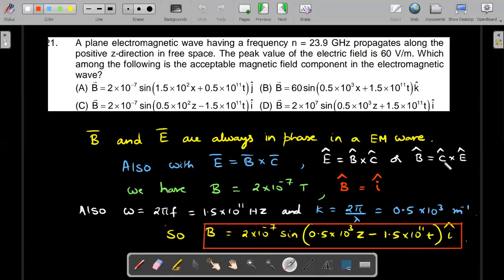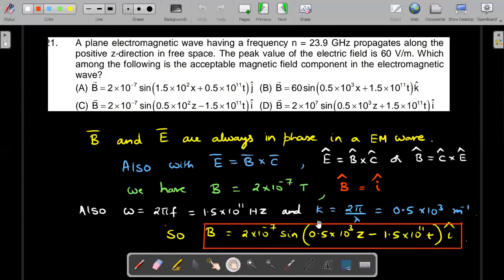And the B cap, which is C cross E, right? C is given in the positive Z direction, K cap, and E bar is in one particular direction that we didn't know. So the answer should be perpendicular to K cap. So K cap can't be the answer. So it should be, as he said, acceptable. So just take I cap.